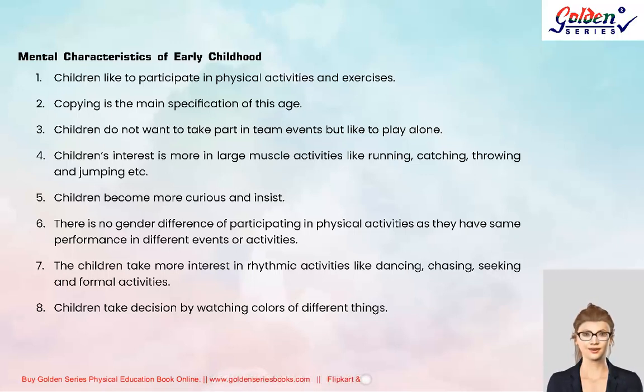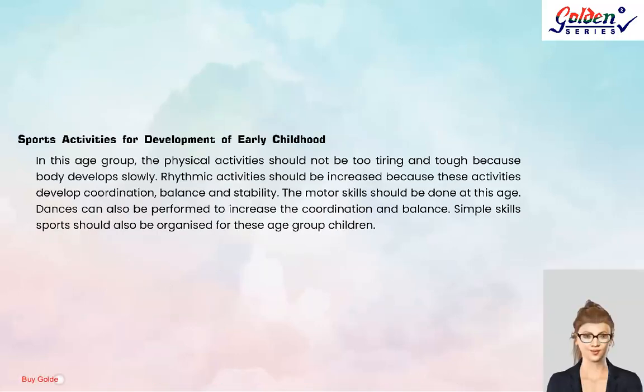8. Children take decisions by watching colors of different things. Sports activities for development of early childhood. In this age group, the physical activities should not be too tiring and tough because the body develops slowly. Rhythmic activities should be increased because these activities develop coordination, balance, and stability.